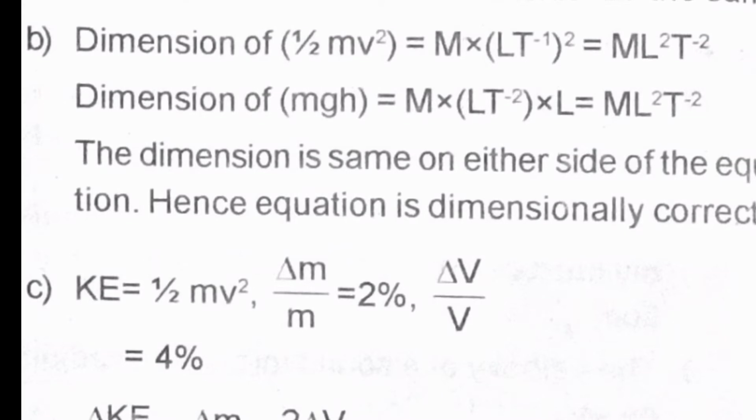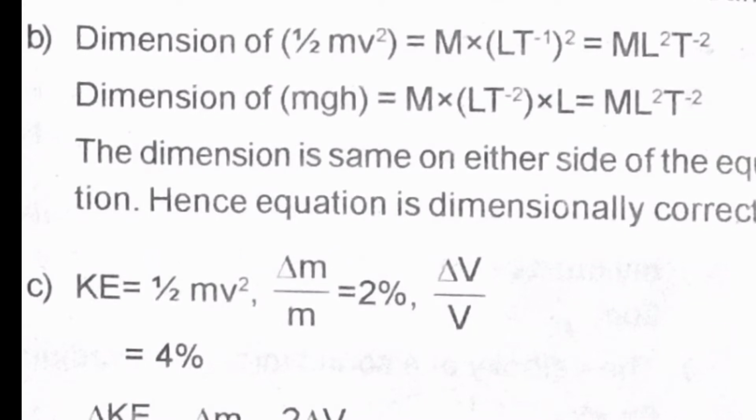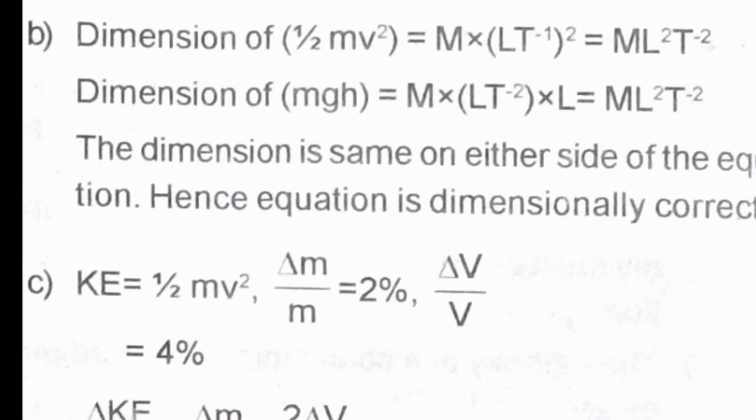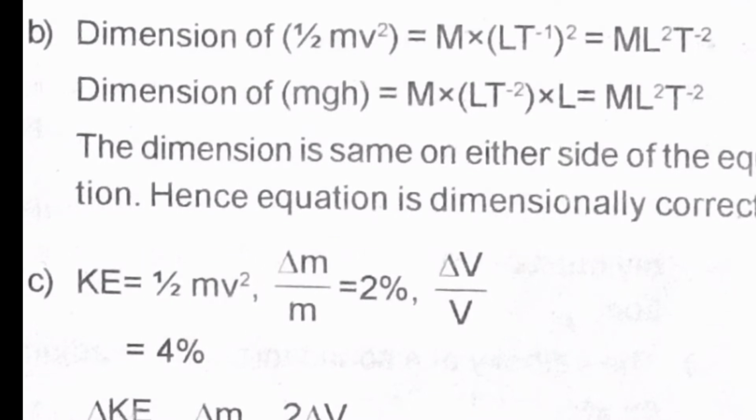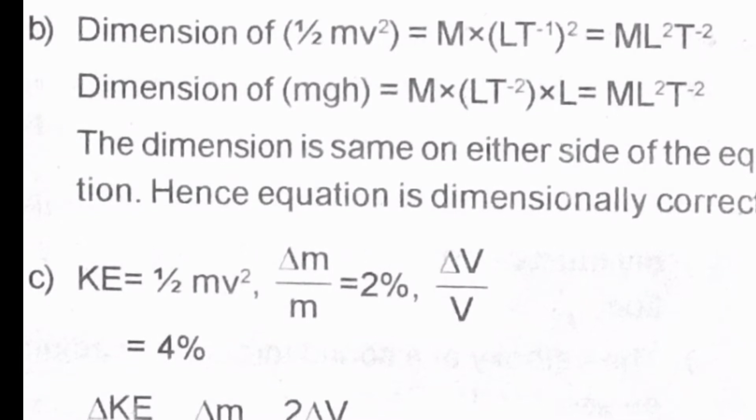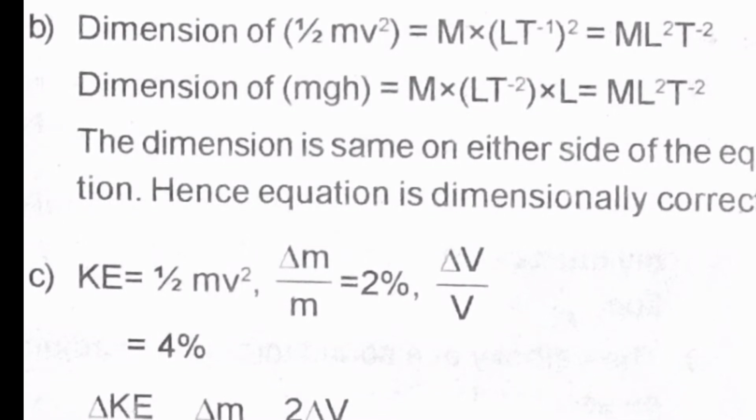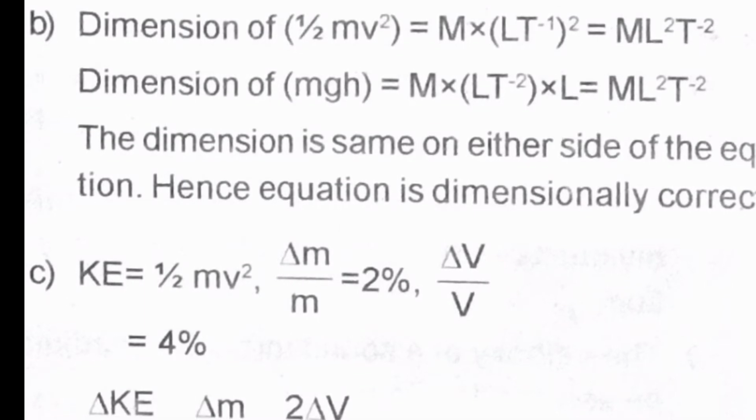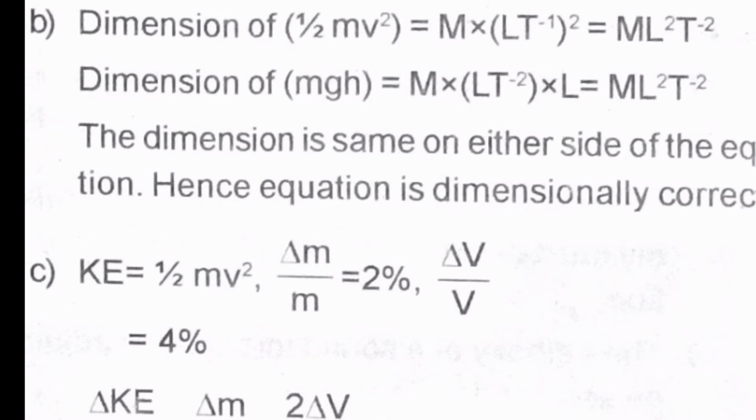So how can we write? Half mv square is equal to m into LT raised to minus 1 the whole square. So that will be m L square T raised to minus 2. Now we have the dimension of half mv square as m L square T raised to minus 2. Right, now what we have to do? We have to find the dimension of mgh.